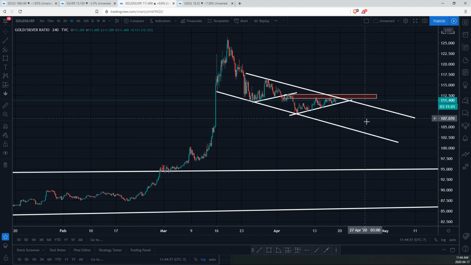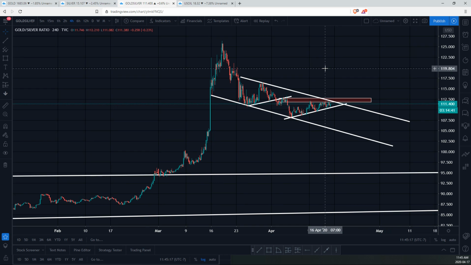If we see that next leg to the downside, this means that we could see either gold go down and silver remain relatively stable, or we start to see silver actually go up and gold remain around the same, or we could see both go up and gold just doesn't go up as much as silver if we move to the downside. So we'll see how it plays out. Right now, in my opinion, it just looks like it's forming a series of lower lows and lower highs, which is a little bit more bullish for silver.